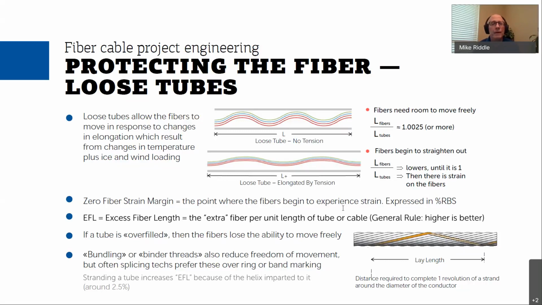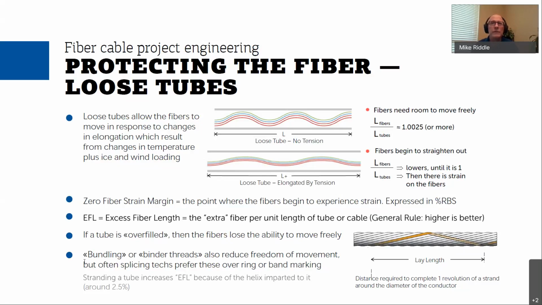Just a couple of remarks almost as an aside before we continue. You can understand intuitively that for this concept to work, there has to be enough physical room in the tube for the fibers to have this shape. Beyond a certain point, the tube becomes overfilled and then the fibers lose the ability to move freely, and you've effectively undercut a benefit of the loose tube design concept.